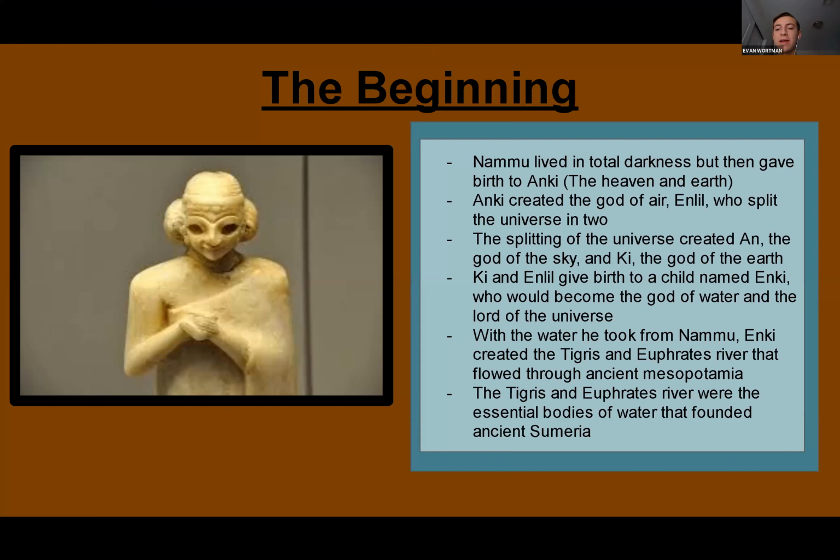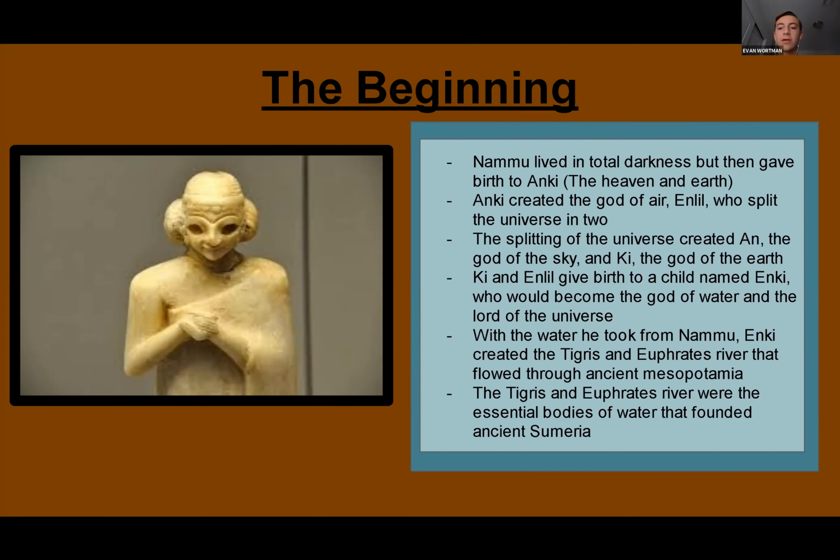Because Anki was the god of the heavens and the earth, when Enlil split it in two, Anki was also split in two. So now he had the god of the sky An and Ki, who was the god of the earth. Ki gave birth to a child with Enlil, and their child was named Enki, who became the god of water and the lord of the universe.